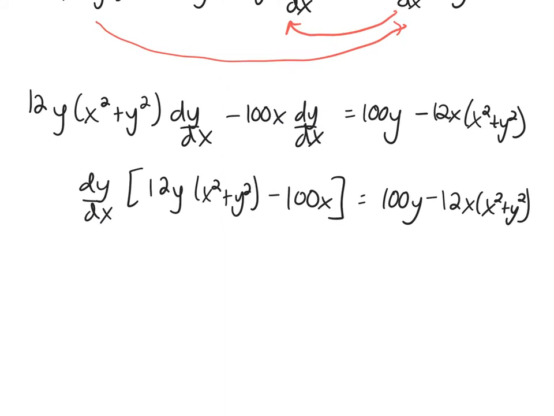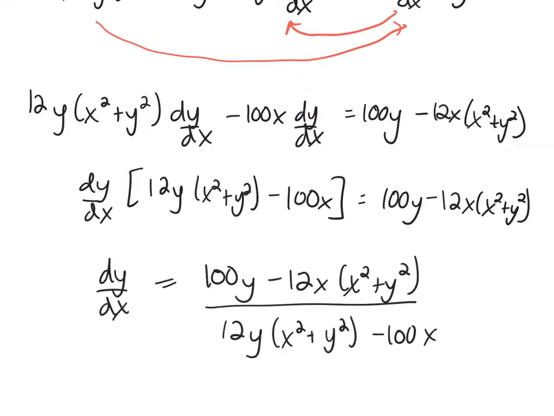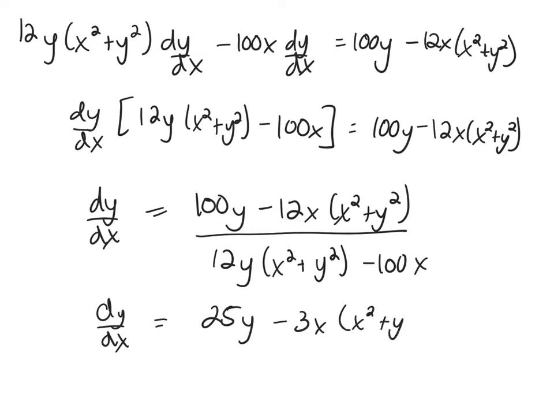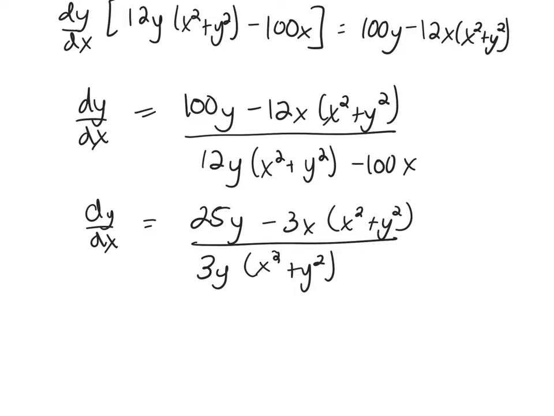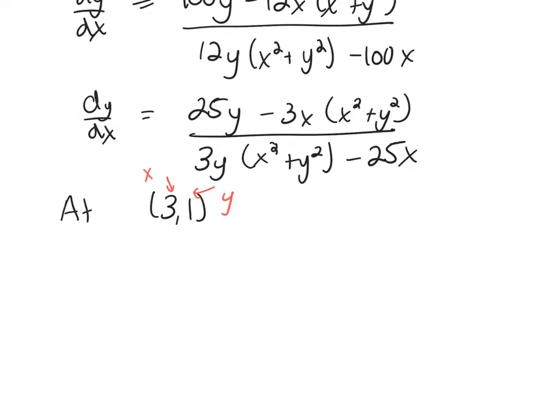And then to solve, I just need to divide by that thing in the brackets. So dy/dx equals 100y minus 12x(3x squared plus y squared) over 12y(3x squared plus y squared) minus 100x. If you notice, all the coefficients are multiples of 4, so you could factor a 4 out of the top and bottom and cancel it out: 25y minus 3x(3x squared plus y squared) over 3y(3x squared plus y squared) minus 25x. And then remember, we're interested at the point 3, 1. So here is my x value, here's my y value, and you're going to plug it into your derivative now to get the slope of your graph.